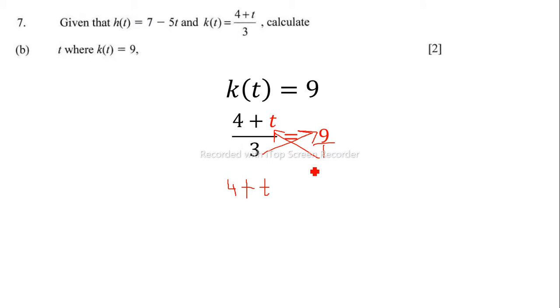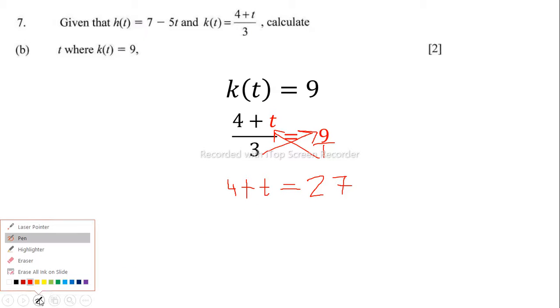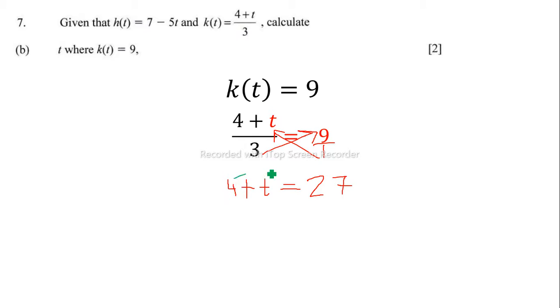So now what is 3 times 9? 27. Good. Now what do we do at this point? What must we do to solve for t? Minus 4 on both sides. So we need to send the 4 over, because we're trying to make t all by itself.